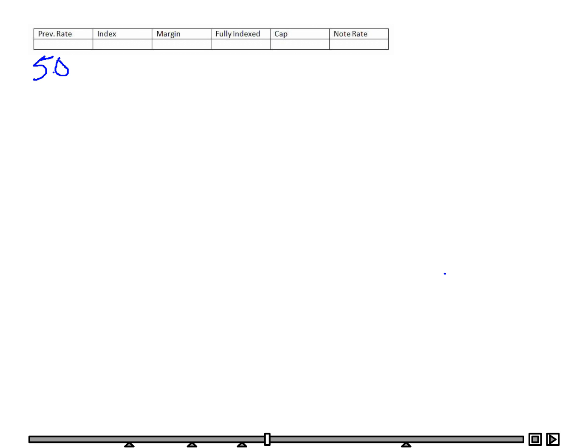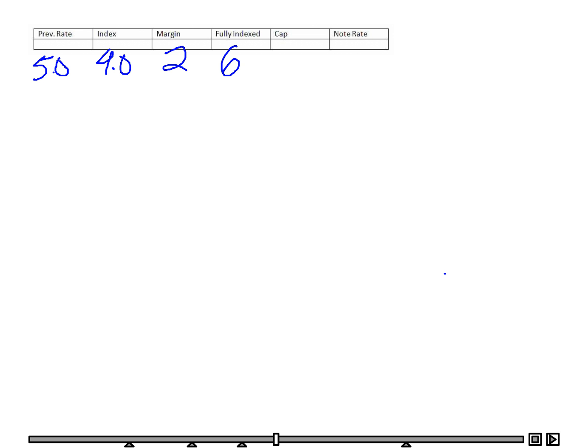At the end of the first adjustment period, let's say our index, whatever that may be, our index rate is at 4%. And our margin is at 2%. So if we add our index plus our margin, that gives us our fully indexed rate of 6%.